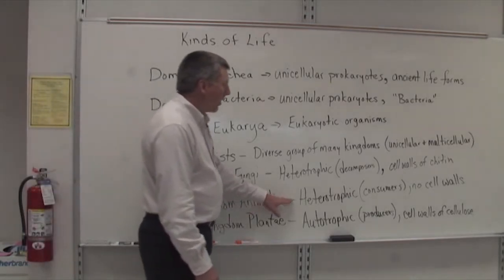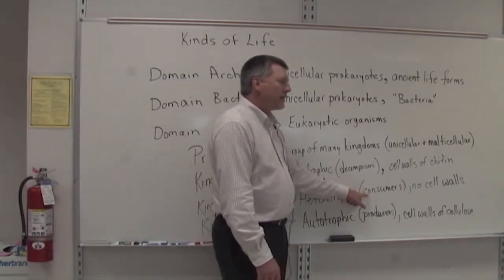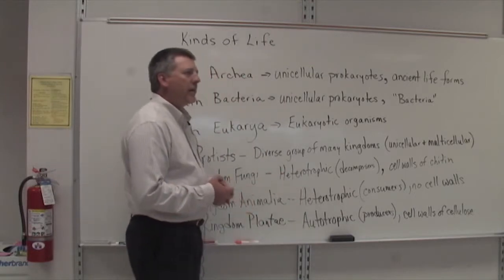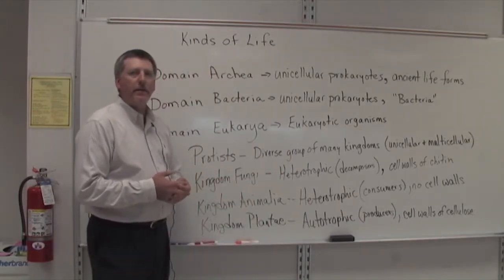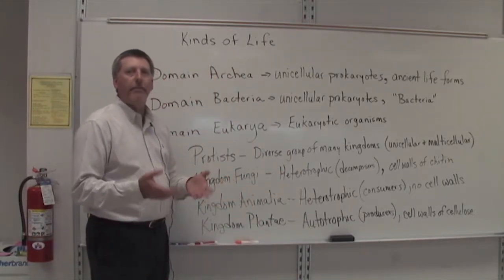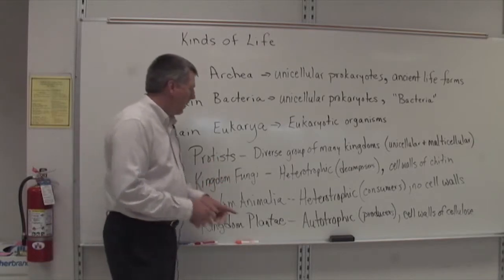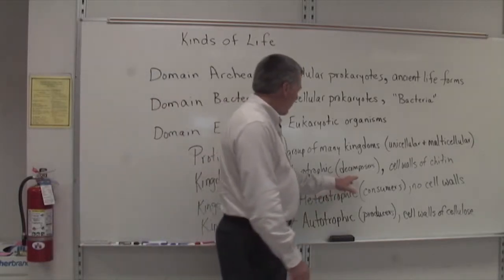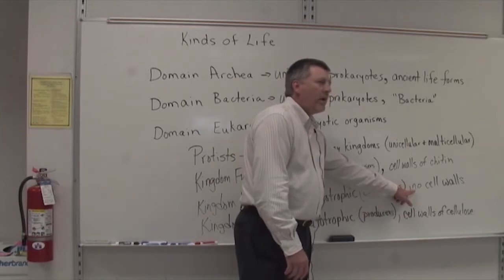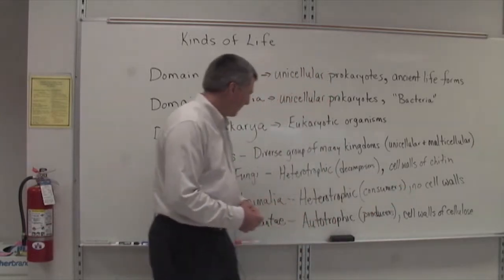The kingdom Animalia, of course, are animals. Animals are heterotrophic, but they're consumers. Heterotrophic means that they must find a ready-made source of organic food. They can't make their own organic food. Animals, unlike the fungi, have no cell walls.